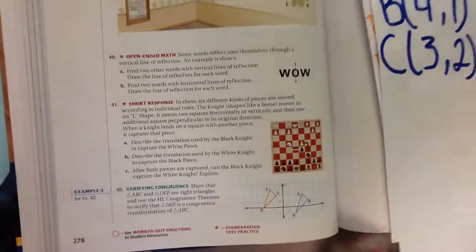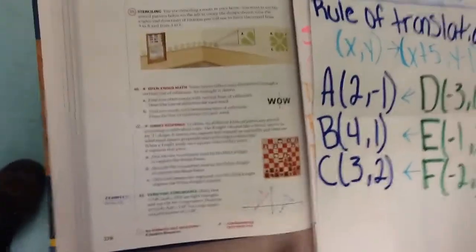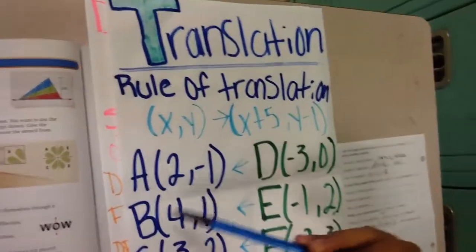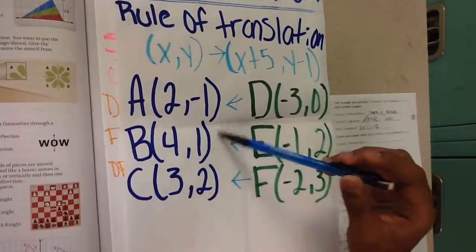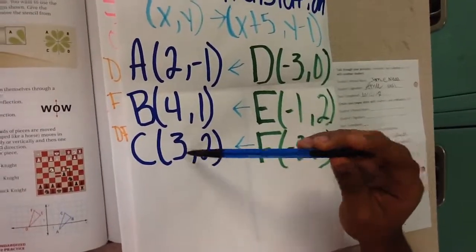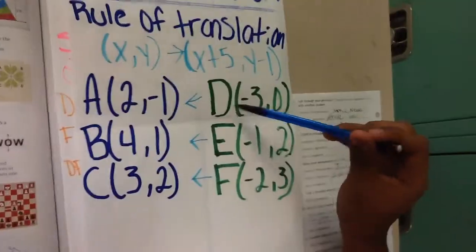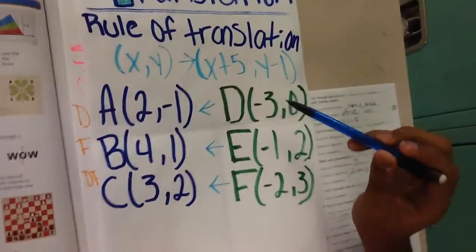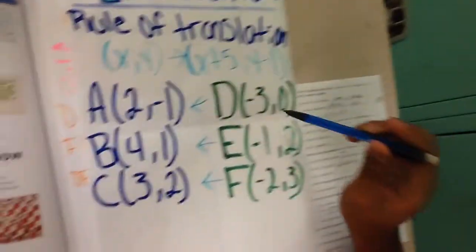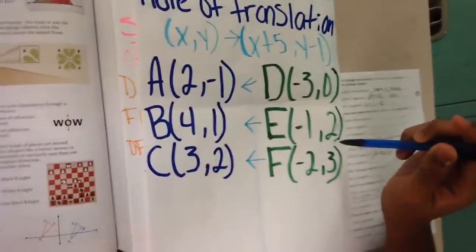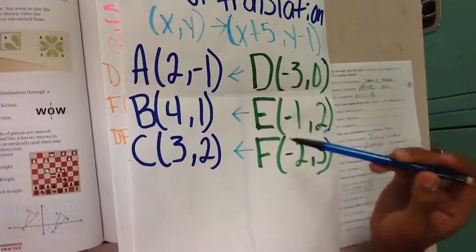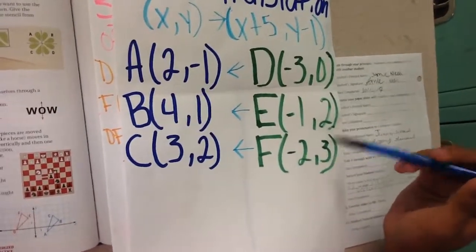Okay, so the first thing is to find out all the points. Point A is 2, -1. Point B is 4, 1. Point C is 3, 2. And point D is -3, 0, and point E is -1, 2, and point F is -2, 3.